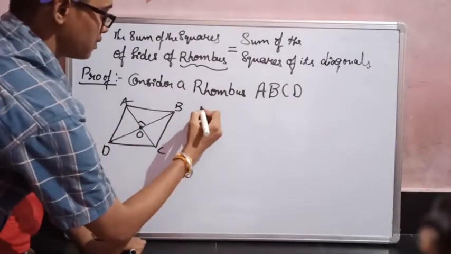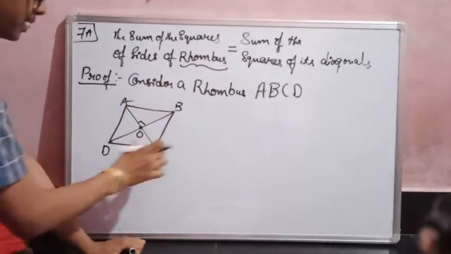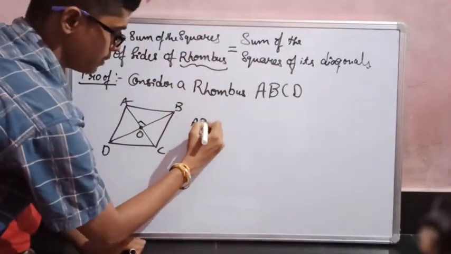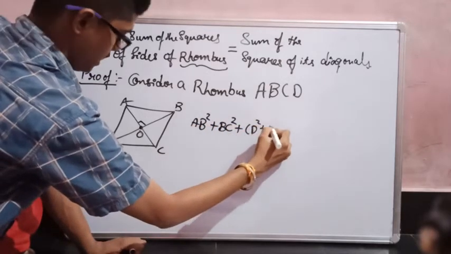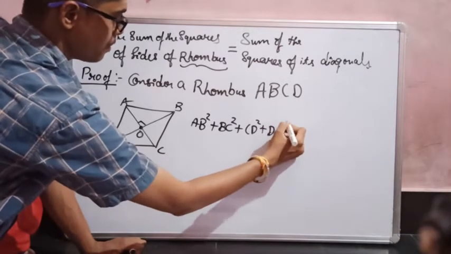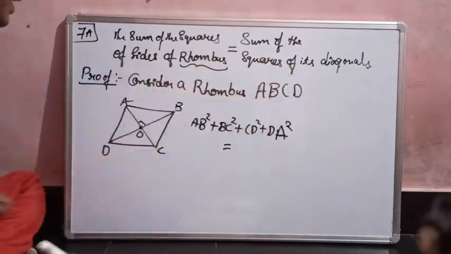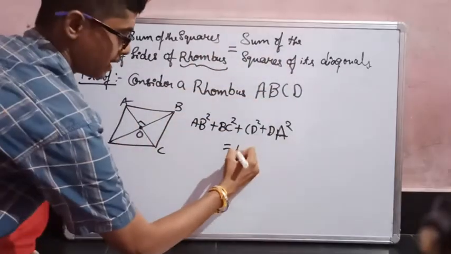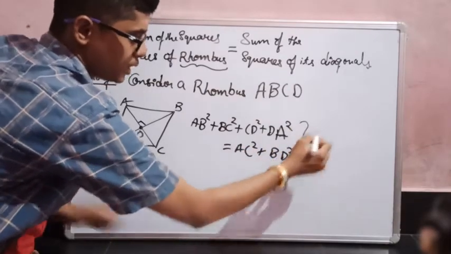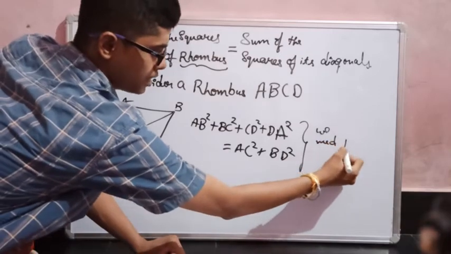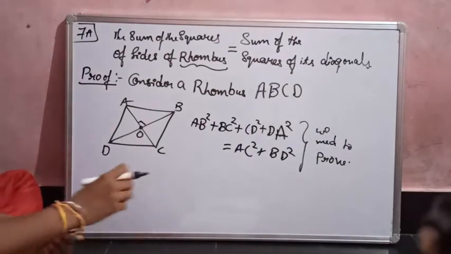I need to prove that the sum of the squares of the sides of a rhombus is equal to the sum of the squares of its diagonals. What are the sides of a rhombus? I have AB, BC, CD and DA. The sum of the squares is AB square plus BC square plus CD square plus DA square. This is equal to the sum of the squares of its diagonals. The diagonals are AC and BD, so AC square plus BD square. This is the statement that we need to prove. Let me prove that.